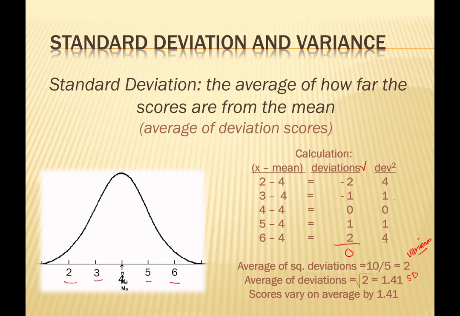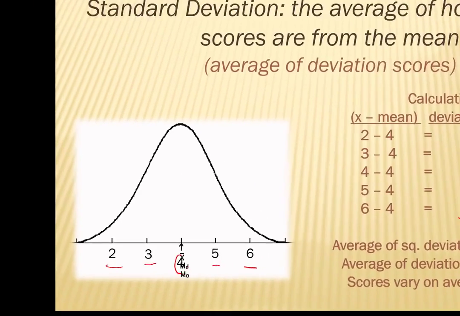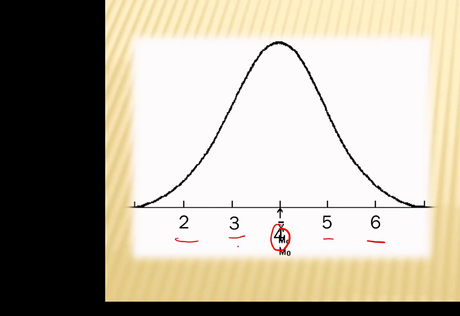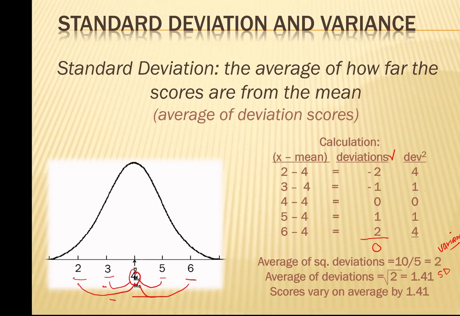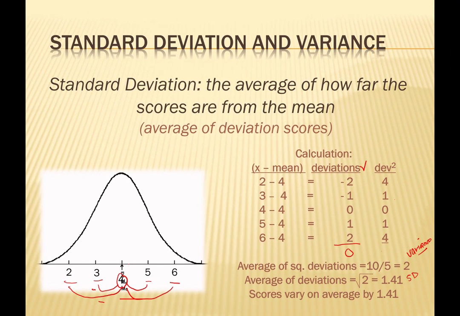Okay? And that seems to make sense because you have one score of 4 that's away from the mean by 1 point, another one away from the mean by another point, and then these are all negative deviations, and then you have one score away from the mean by 1 point, and one score away from the mean by 2 points, and you have one score right in the middle. So that kind of averages out to about 1.41. And so that's how we calculate standard deviation.